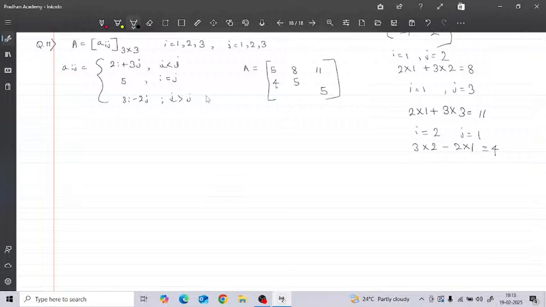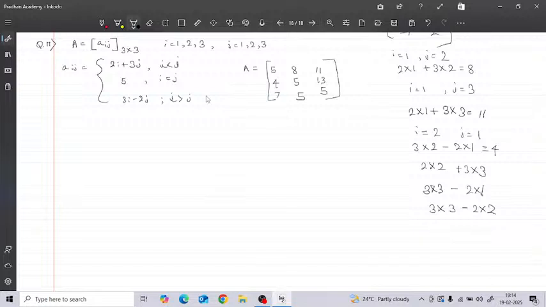Now this is the 2, 3 element, second row and third column. Here also i is less than j, so we will use again this formula, 2 into 2 plus 3 into 3, that is 4 plus 9 is 13. Here is the 3, 1 element, so we have to use 3 into 3 minus 2 into 1, 9 minus 2 is 7. For the 3, 2 element, 3 into 3 minus 2 into 2, so 9 minus 4 is 5. So that is my matrix.